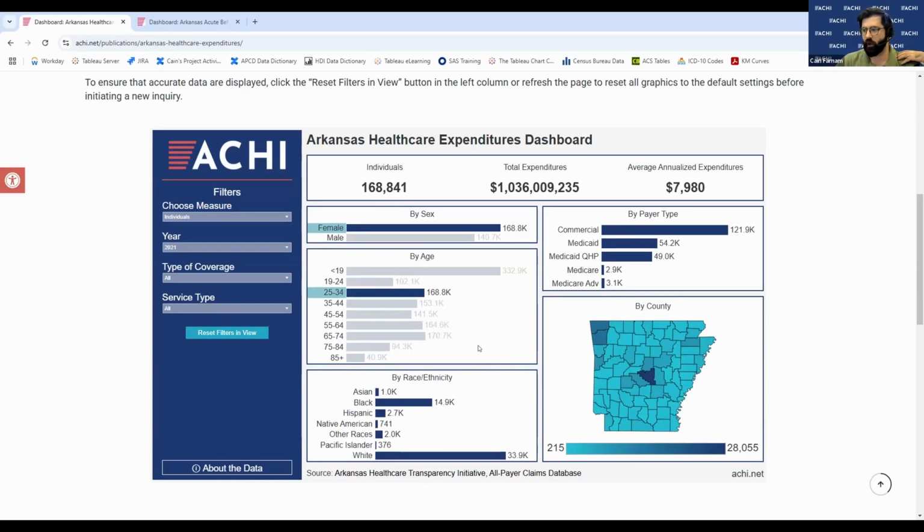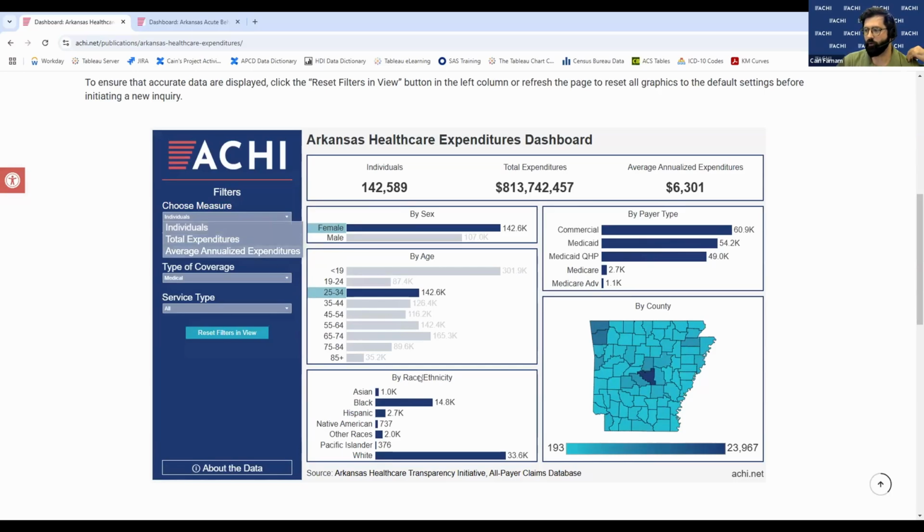And you can see that those females 25 to 34 for the year 2021, their average annualized expenditures across all three types of coverages is nearly $8,000. And if we drill further down, just to see what their medical is, 6,301, the vast majority of that total.